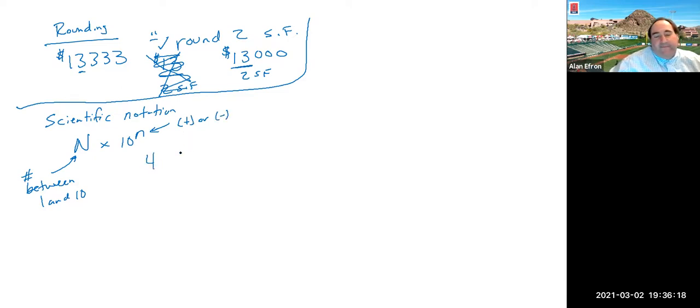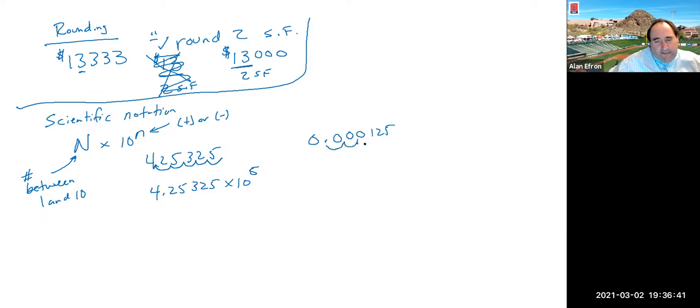So if I had 425,325, we would assume the decimal point is here, and I move 1, 2, 3, 4, and 5 places to the left. Gives me 4.25325 times 10 to the 5th. If I have a smaller number, 0.000125, I would go 1 place here, 2 places here, 3 places here, 4 places here. Gives me a number of 1.25, which is a number between 1 and 10, times 10 to the minus, what did I count there? 1, 2, 3, 4.